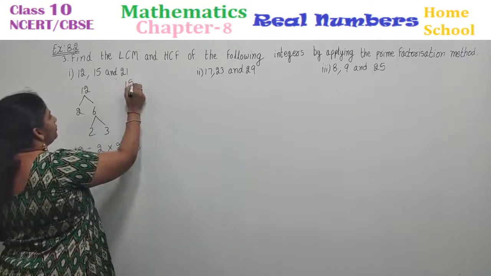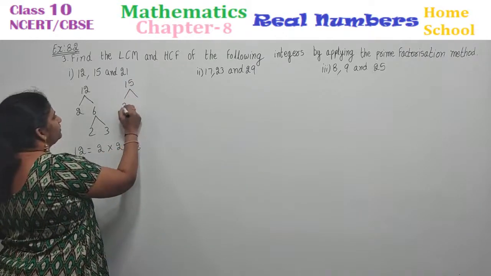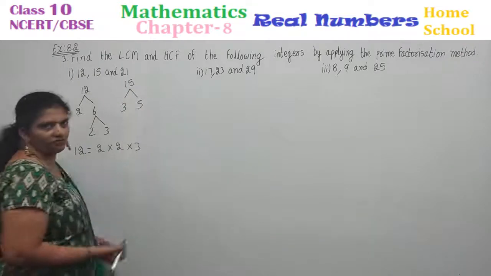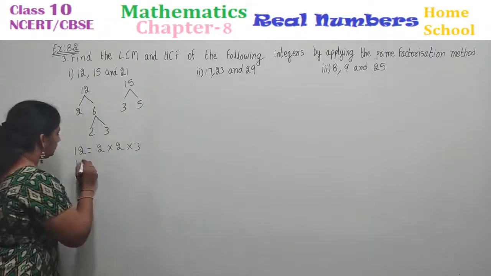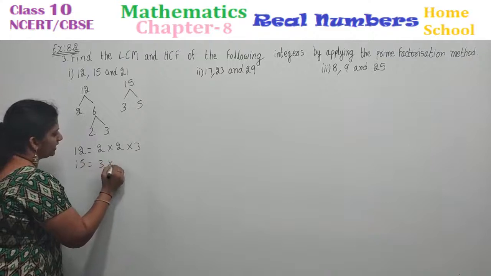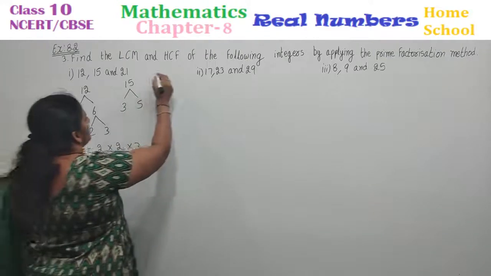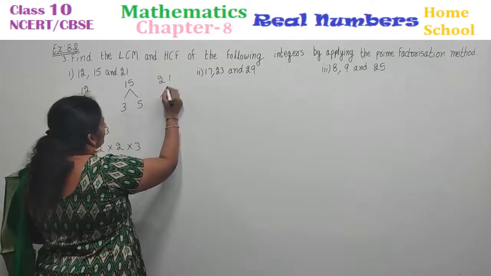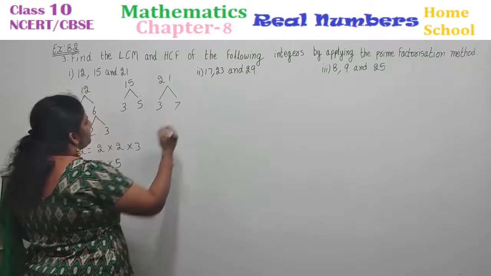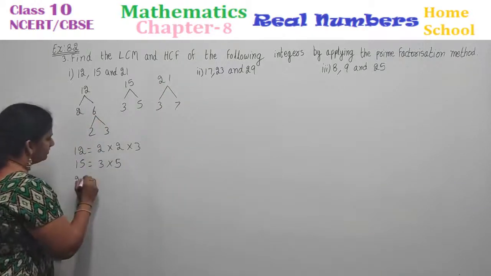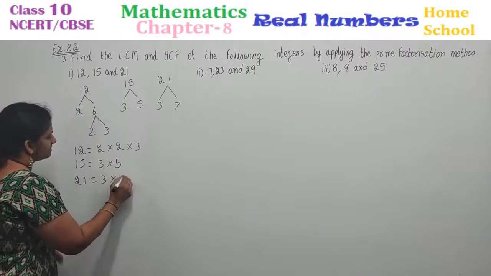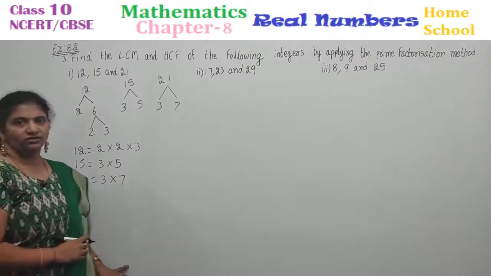Similarly, do the factor tree for 15. 3 fives are 15. That's all. So 15 is equal to 3 into 5. Next one, 21. 3 sevens are 21.